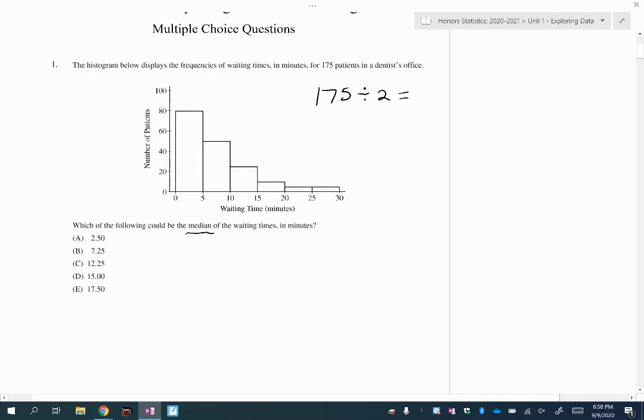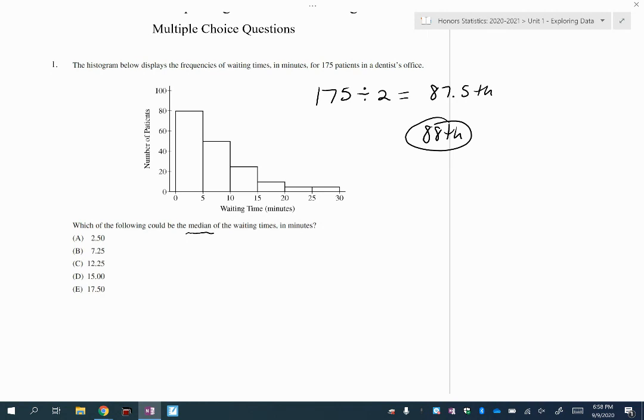So the first thing you want to do is divide 175, that's the total number of data values, by 2. And when you do that, you get the 87.5th data value. Now, there's no 0.5th data value, so you always want to round this up to the 88th data value in this case. So I'm looking for the 88th data value, and that's going to give me the median.